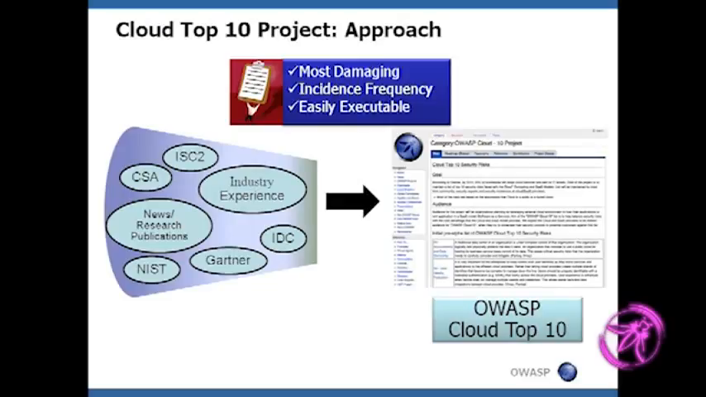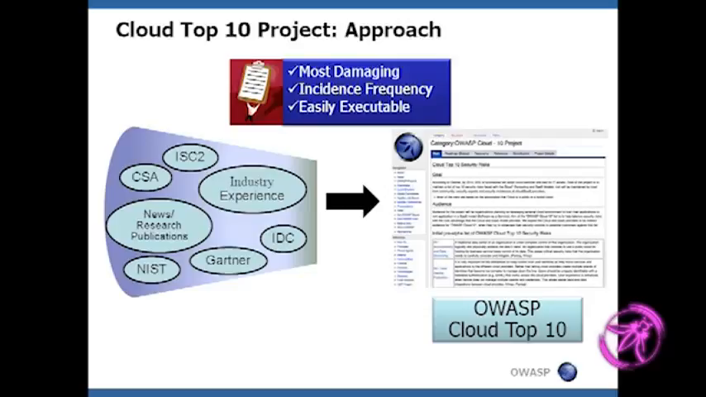So the approach we took is, we read a lot of research articles on cloud security, market research and academic research. We referred to ISC Square articles, NIST, Cloud Security Alliance guidelines, and all the relevant information that we could think of, and we applied our own industry knowledge around reviewing application service providers to come up with this list.